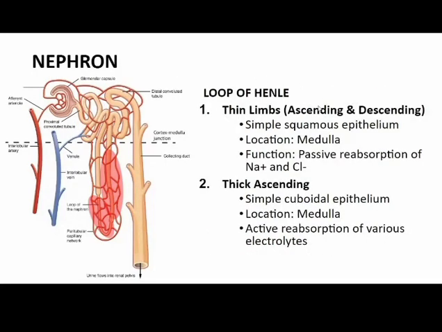Loops of Henle, two parts: the thin descending limb, which is lined with simple squamous epithelium located in the medulla, serves to passively reabsorb sodium and chloride. And then the thick ascending limb is lined with simple cuboidal, located as well in the medulla. They are the ones that are actively reabsorbing the electrolytes. So the thin limbs are only passive reabsorption. The ones that do active reabsorption are in the thick ascending limb.